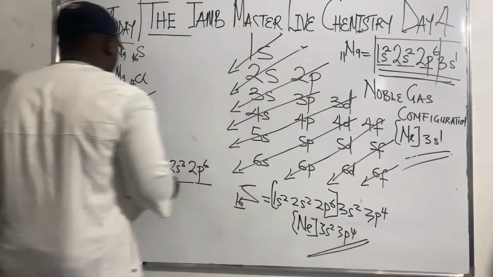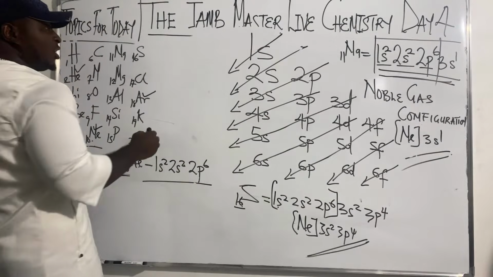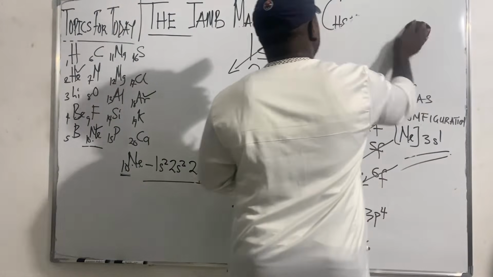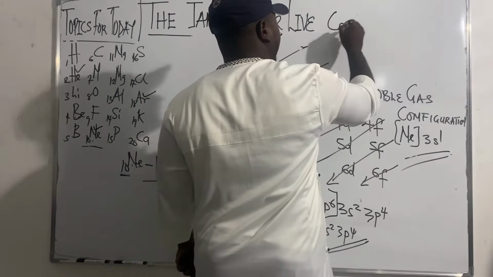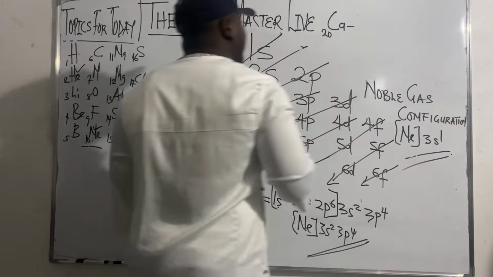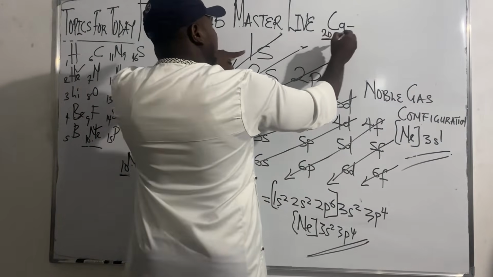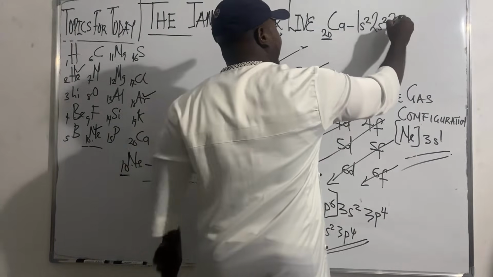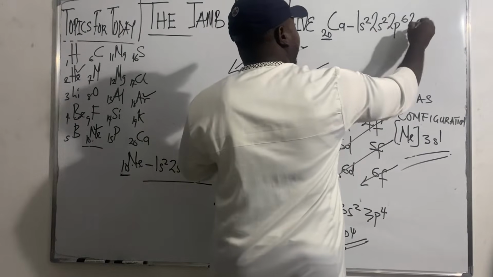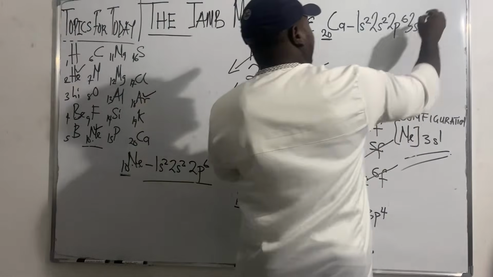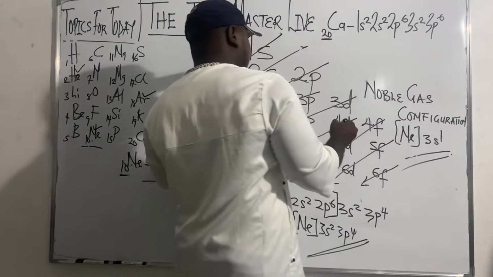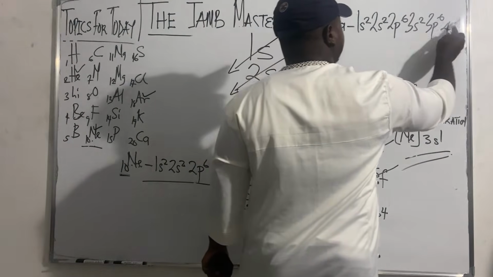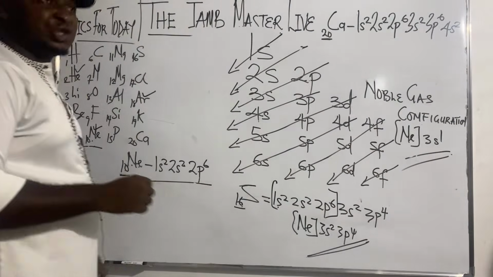Class, let us now write the configuration for someone like calcium. Calcium is number 20 in the element table. We are trying to store 20 electrons. Start from 1s, 1s2, after 1s go to 2s, 2s2, after 2s go to 2p, 2p6, after 2p go to 3s, 3s2, after 3s go to 3p, 3p6, after 3p go to 4s, 4s2. I think this is 20 now: 2 plus 2, 4, plus 6, 10, 12, 18, 20. This is the configuration of calcium, class.